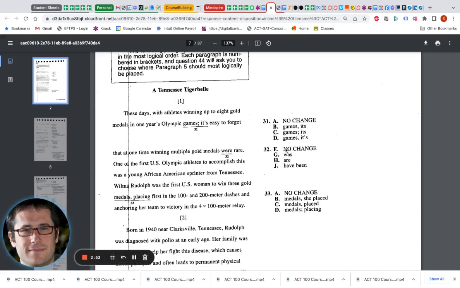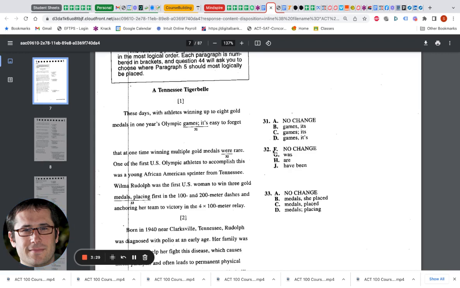So, number 32. Remember the previous lesson, look at the change. So immediately, okay, we have to pay attention to the verb. And there's a little bit of verb tense going on here too, but we're going to use the odd man out trick. It makes it so easy. So these days, with athletes winning up to 8 gold medals in one year's Olympic Games, it's easy to forget that at one time, winning multiple gold medals were, was, are, or have been something rare. Notice, were is plural, was is singular, are is plural, and have been is plural, right? Was is the only singular. It's going to be the right answer.